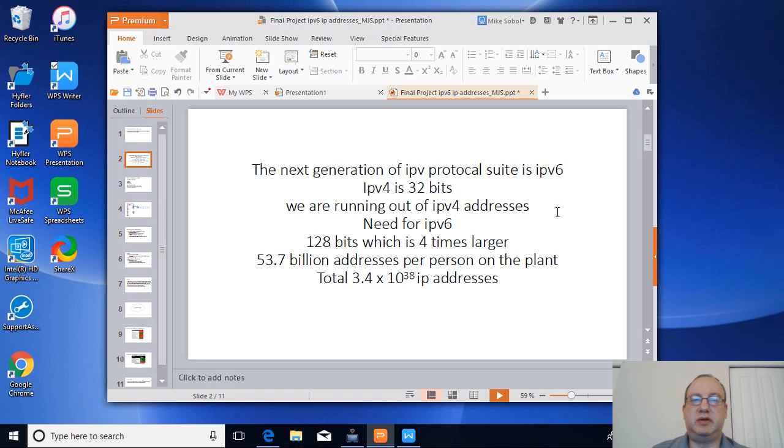The next generation of IP protocol suites is IPv6. IPv4 is a 32-bit naming convention. We are running out of IPv4 addresses. We need IPv6. It has 128 bits, which is 4 times larger than IPv4. That's 53.7 billion addresses per person on the planet, a total of 3.4 times 10 to the 38th IPv6 addresses available with the new convention.